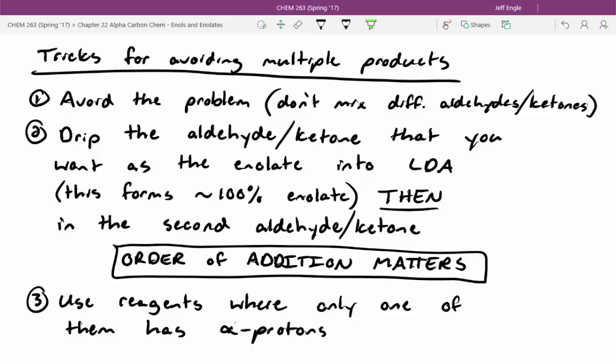Actually, let me rephrase this: transfer rather than drip. So then transfer to your second aldehyde or ketone. All right, so let's take some examples of this.